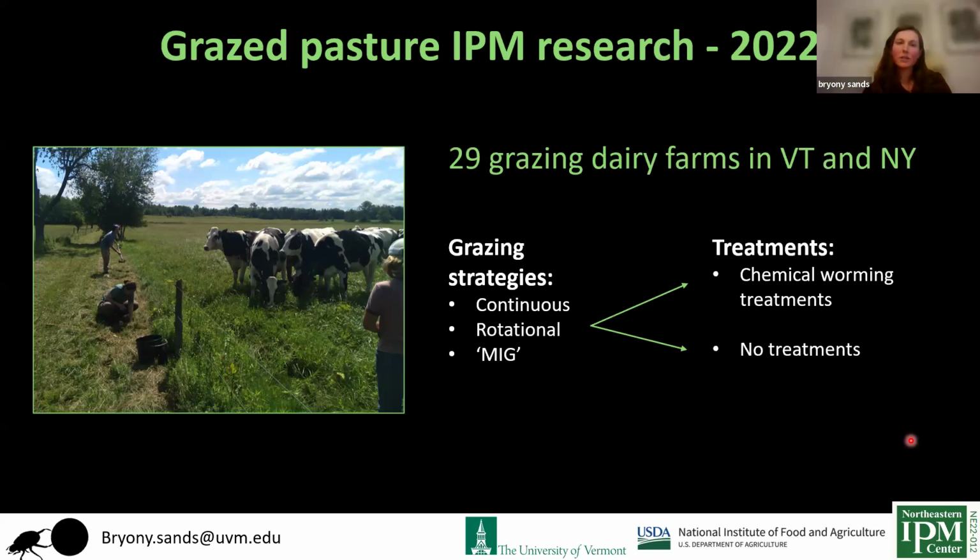So this is a study that we did in 2022. We worked with 29 grazing dairy farms in Vermont and New York State. And these farms were practicing different grazing strategies. So they were either using continuous grazing, rotational grazing, or management intensive rotational grazing. And within those different grazing strategies, we had farms that were using chemical worming treatments and farms that were not using any treatments.